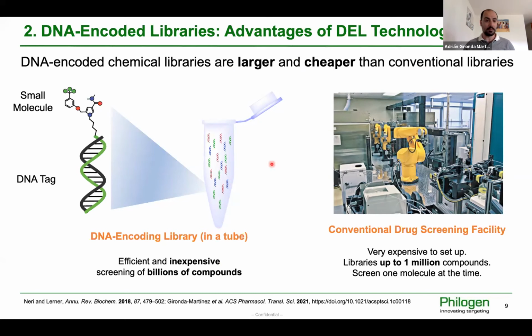Moreover, one of the main advantages of the DEL technology is that every single molecule can be interrogated at the same time against the target protein of interest, because every single molecule is encoded by a distinctive DNA tag, while in high-throughput screening platforms, we have to basically screen every molecule one at a time.